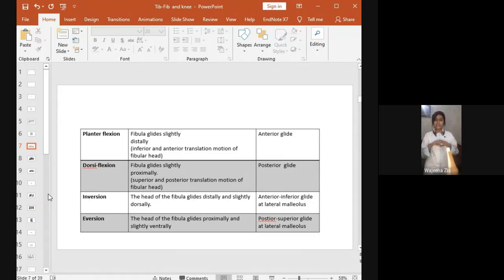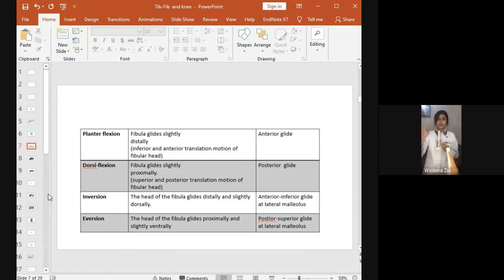So for the improvement of inversion, apply anterior inferior glide, and for the improvement in the eversion, in case of the ankle sprain, especially posterior superior glide at the lateral malleolus will be helpful.